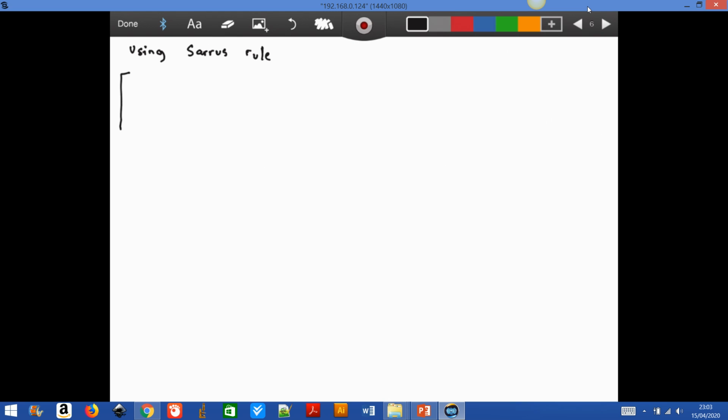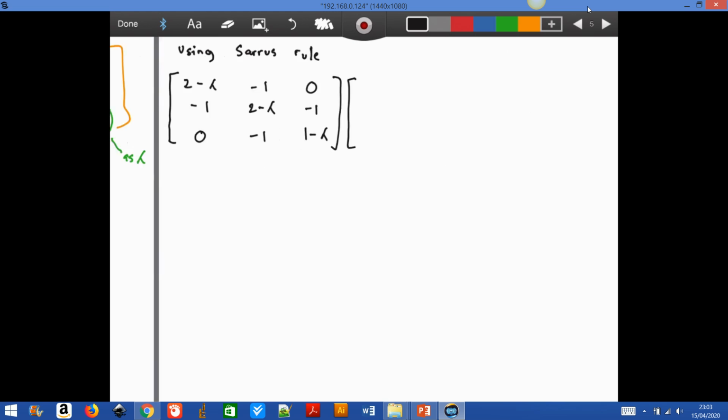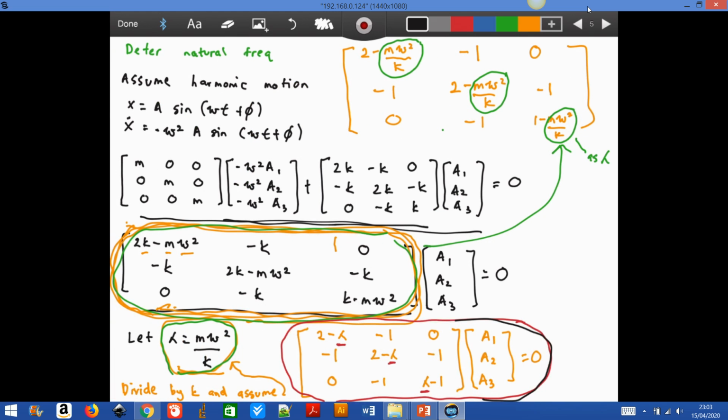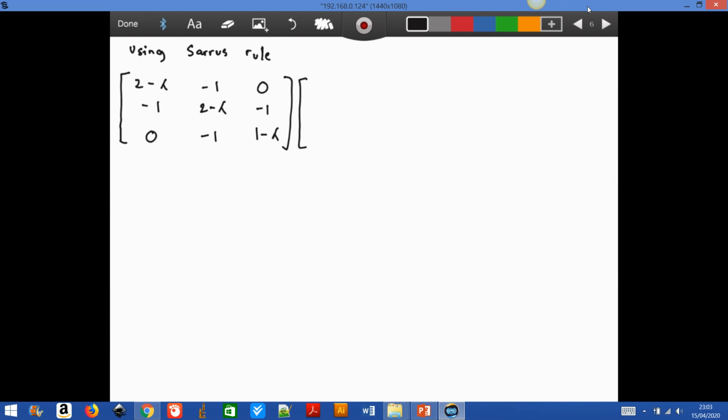I write it back again in order for you to see it more clearly: 0, minus 1, 2 minus lambda, minus 1, 0, minus 1, 1 minus lambda. I just write back the previous one here. You don't need to write it twice. This is to make it easier for everyone to see. Basically, I just write it back so you can see how we're going to use Sarrus' rule.